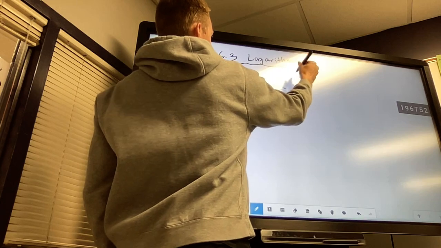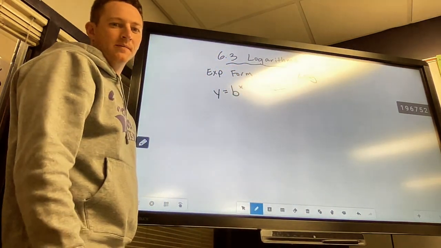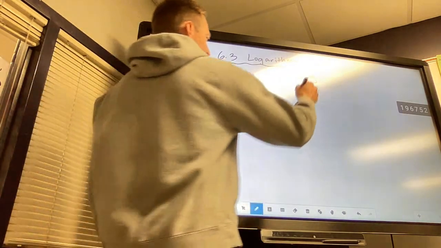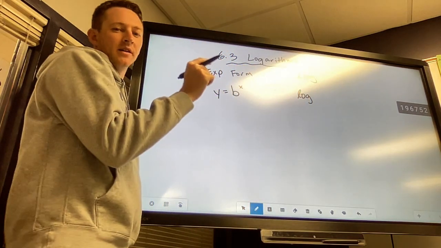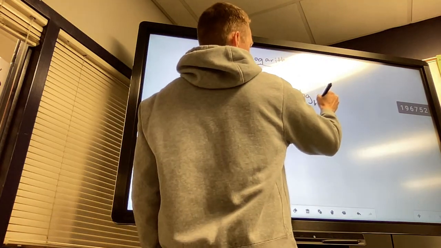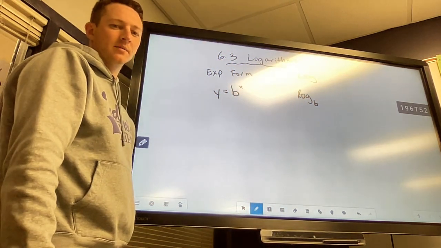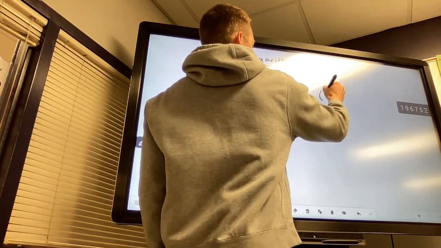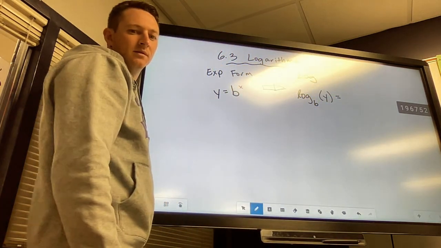And we are going to go to the log form, the logarithm, which is the inverse. It's the exact opposite. We're going to say it's log, just like the button on your calculator. It's like a word. And then we're going to go subscript, which means a little letter underneath. So log base b, it's called a base, of y equals x.